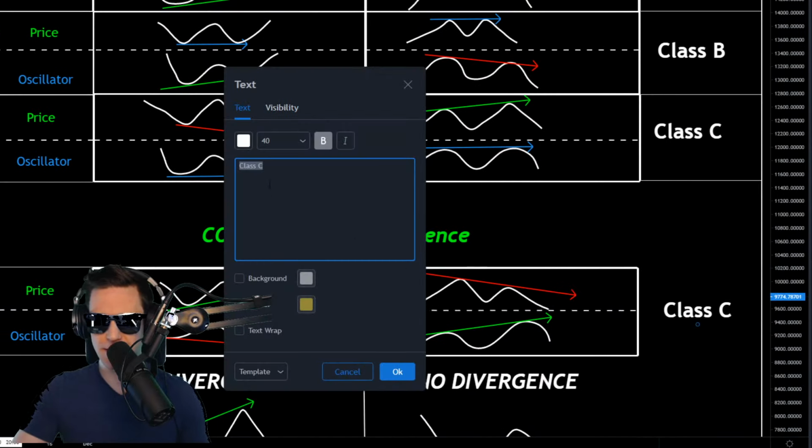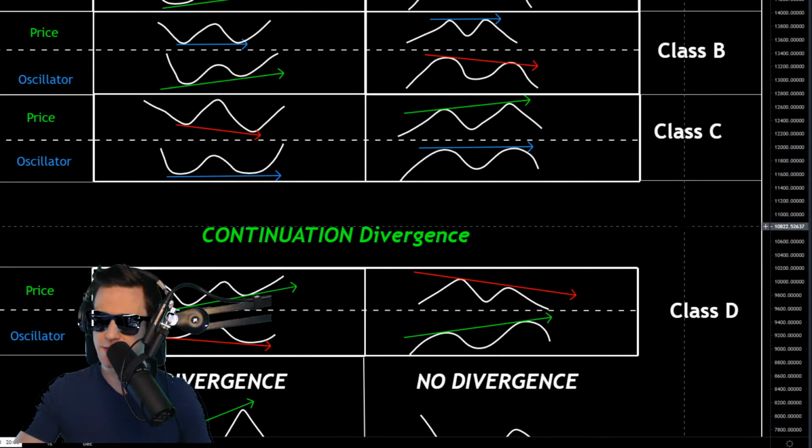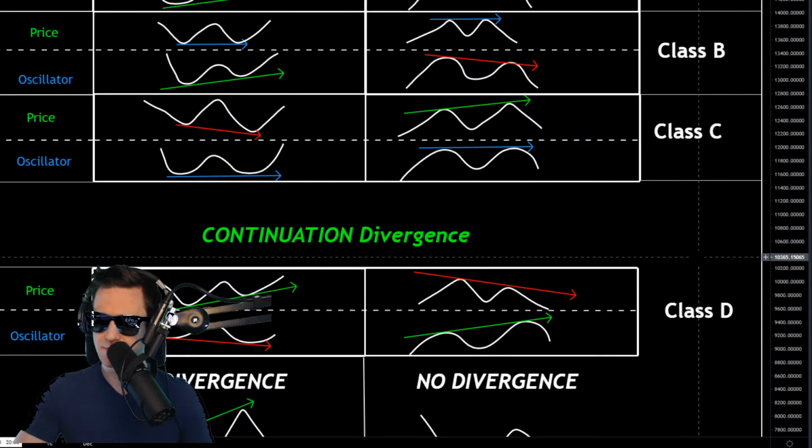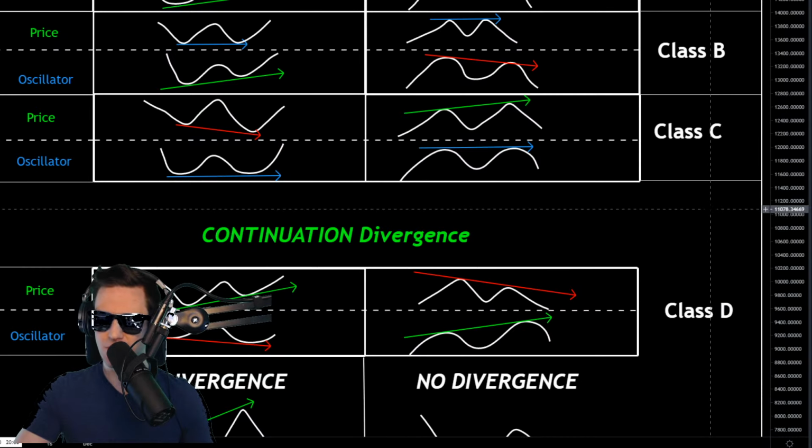Maybe, I'm just speculating here, I wonder if people call hidden divergence class D. And if they don't call it class D, then maybe that's another term I'm just going to make up right now. So there we go. We made up no divergence as class D potentially, here live on the Tom Crown daily trading show.